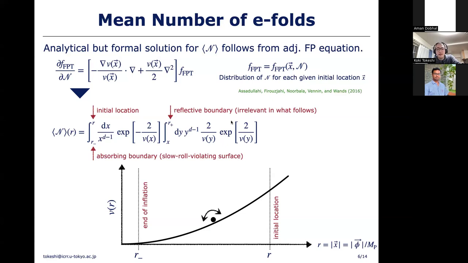So this reflective boundary is placed in some very, very high potential region to prevent the field excursion to, for instance, the Planck scale. But in this talk, since I will focus on the so-called small noise regime, the exact location of this reflective boundary becomes completely irrelevant. Because in the small noise regime, starting from this initial location, this inflaton field is basically dragged down by the potential drift towards the end of inflation surface. So if the noise is small, this inflaton field can hardly ascend the potential. So this is why the reflective boundary becomes completely irrelevant in what follows.